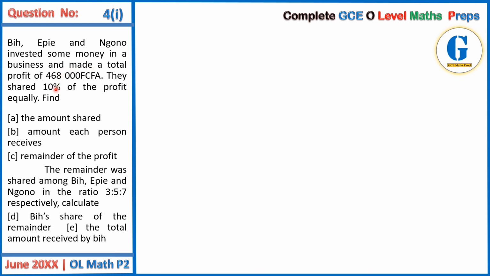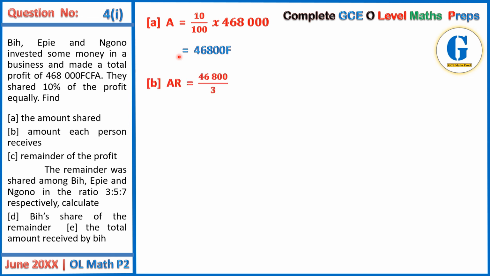They shared 10%. So the first thing to do here is calculate 10% of this money, and 10% of this gives us 46,800. So this is what they share equally. So each of them gets 1/3 of this. So what they shared equally is this 46,800. So that is the total amount that they shared, and B, the amount each person gets now is 46,800 divided by 3, which is equal to 15,600.